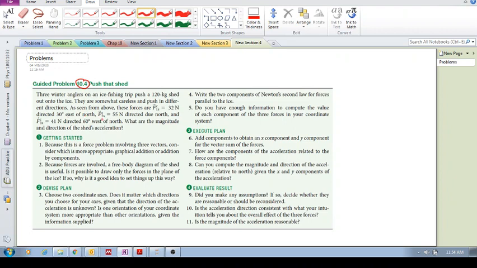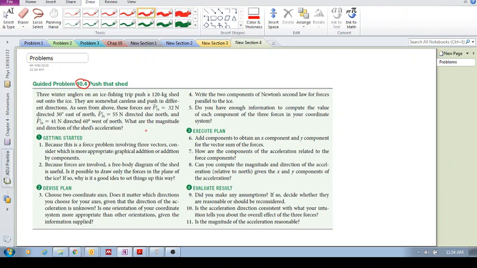East of north. The second one is pushing at 55 newtons due north. Make sure you know what due north means. This means north, right? And the third force is 41 newtons directed 60 degrees west of north. The question is, what are the magnitude and direction of the shed's acceleration?